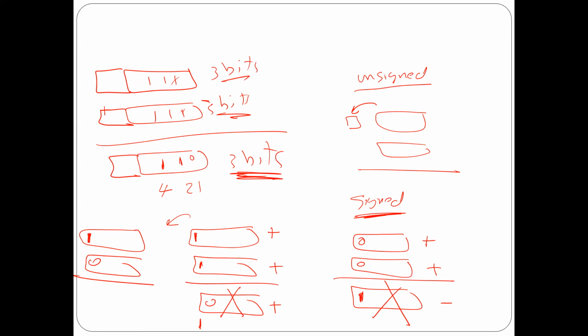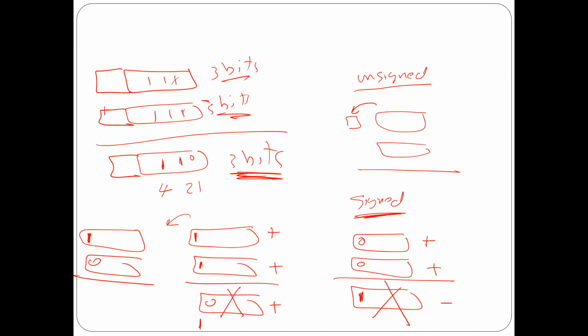Is that okay? How can you do this extension? I have just explained it. In case of unsigned number, just put 0. In case of signed number, you have to repeat the sign bit. In case of negative, you put 1. In case of positive, you put 0. Okay? This is what you can do.